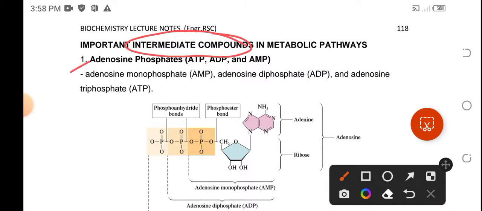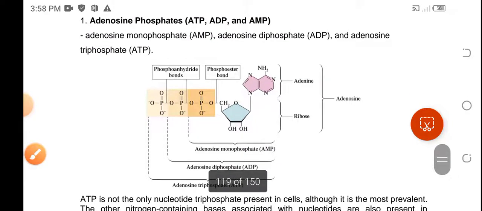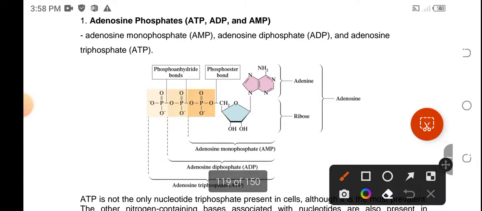Okay? So, first is the adenosine phosphate. Sa adenosine phosphate, may tatlong klase. It is the adenosine triphosphate, diphosphate, and monophosphate. So, nagkaiba lang sila dun sa count ng phosphate group na naka-attach dun sa ating compound. Okay, so if we're going to dissect, internalize kung ano yung mga compounds na makikita sa ATP, ADP, and AMP.